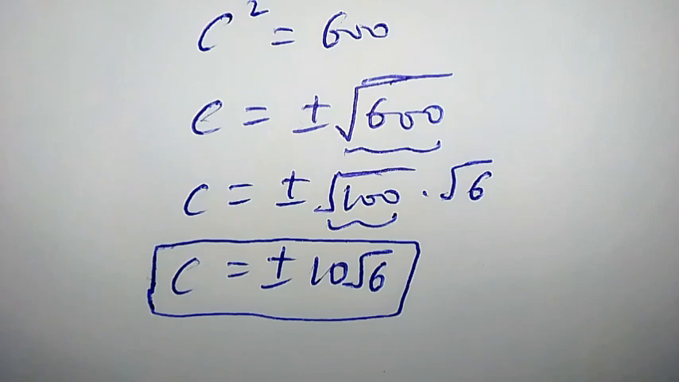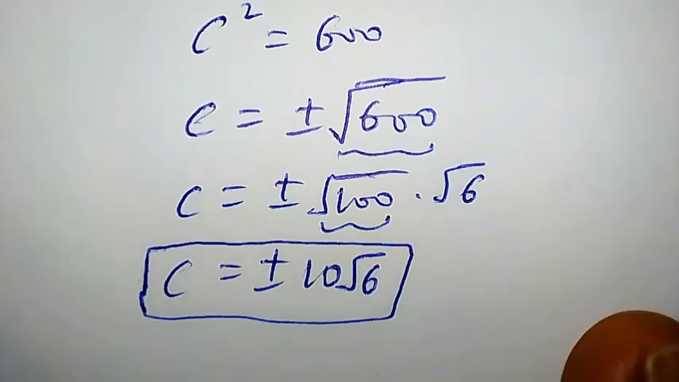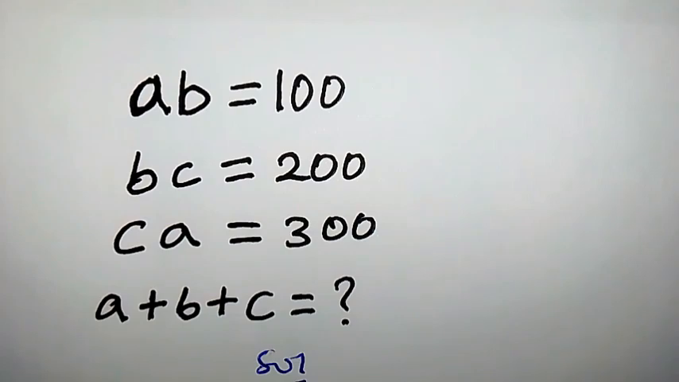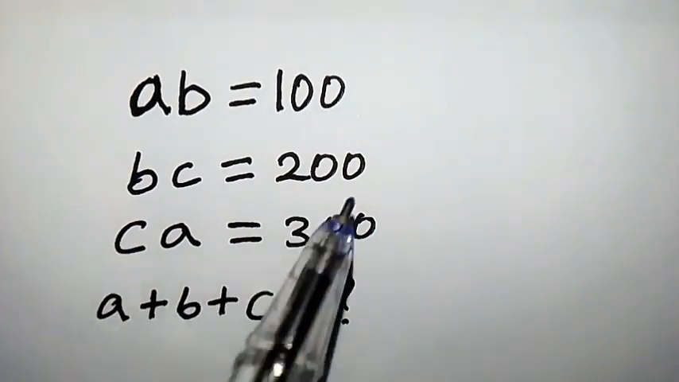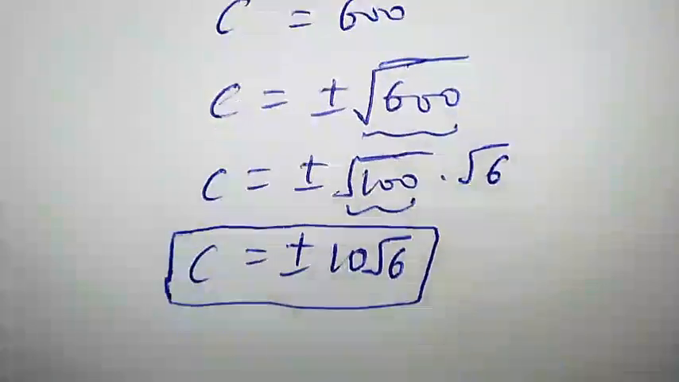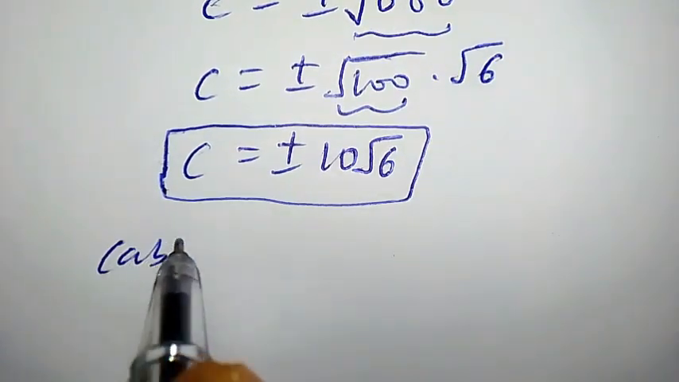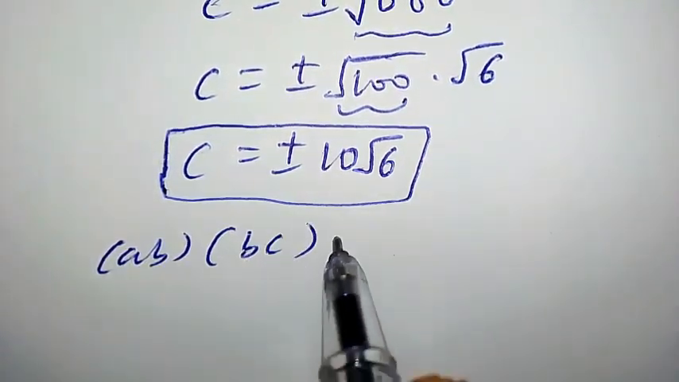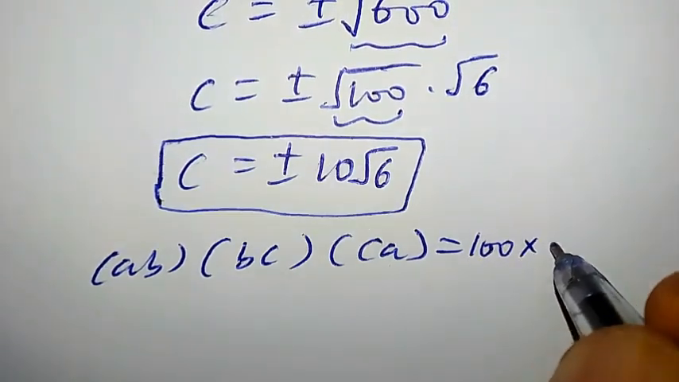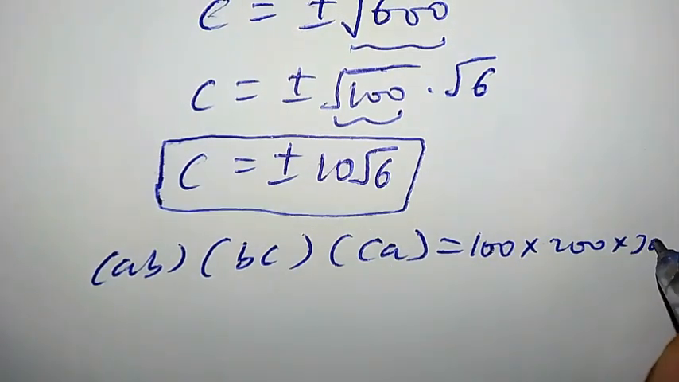What is left now is to find the value of a and b. So back to the question. As we did earlier, we are going to multiply this left hand side together and this right hand side together. So let's proceed further. So we have ab times bc times ca equal to 100 times 200 times 300.